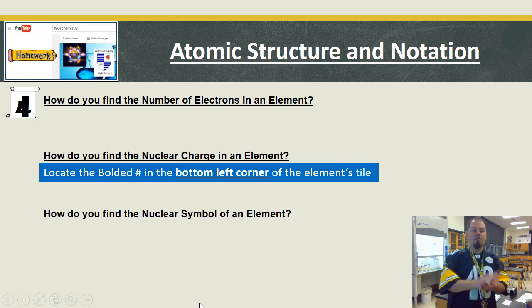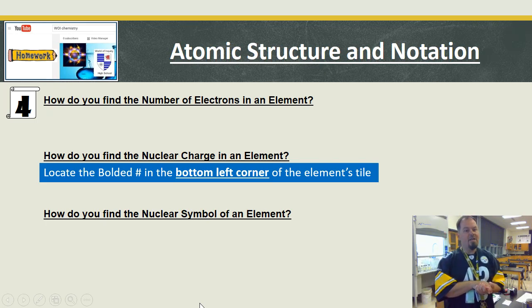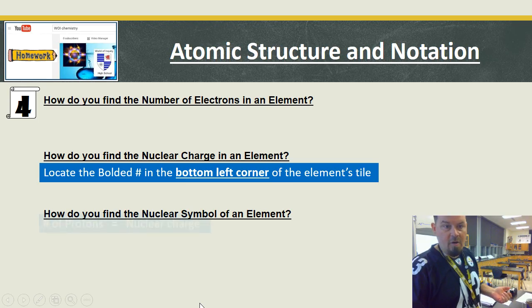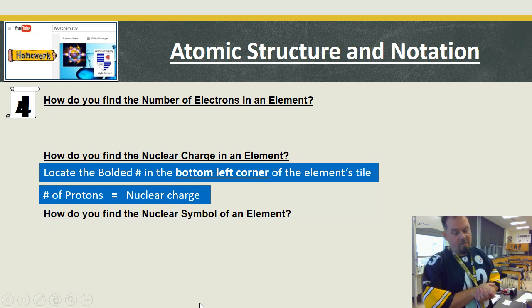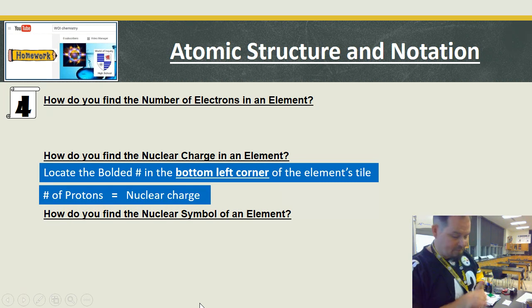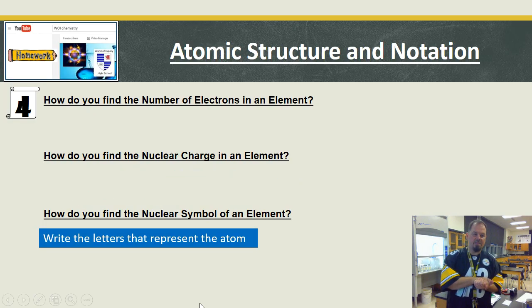Okay. Nuclear charge, another code word for number of protons. So it's just the bolded number in the bottom left-hand corner, which is the atomic number. The number of protons equals the nuclear charge. That is going to be a statement that we need to make sure we can fill in and understand. Okay, because we're going to need to be able to fill in those pieces.